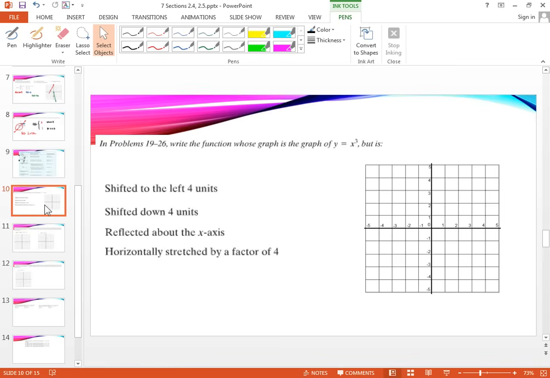So let's look here. Let's talk about the graph of x cubed. And all they want us to do is write the function whose graph is the graph of x cubed, but suppose I want to shift it to the left 4 units. Okay, so my graph of x cubed, do you remember? It goes through (0, 0), (1, 1), (2, 8), (-1, -1), (-2, -8). All right, so I'm going to go with just these little points because my graph is too small. It looks like an S stretched that way.